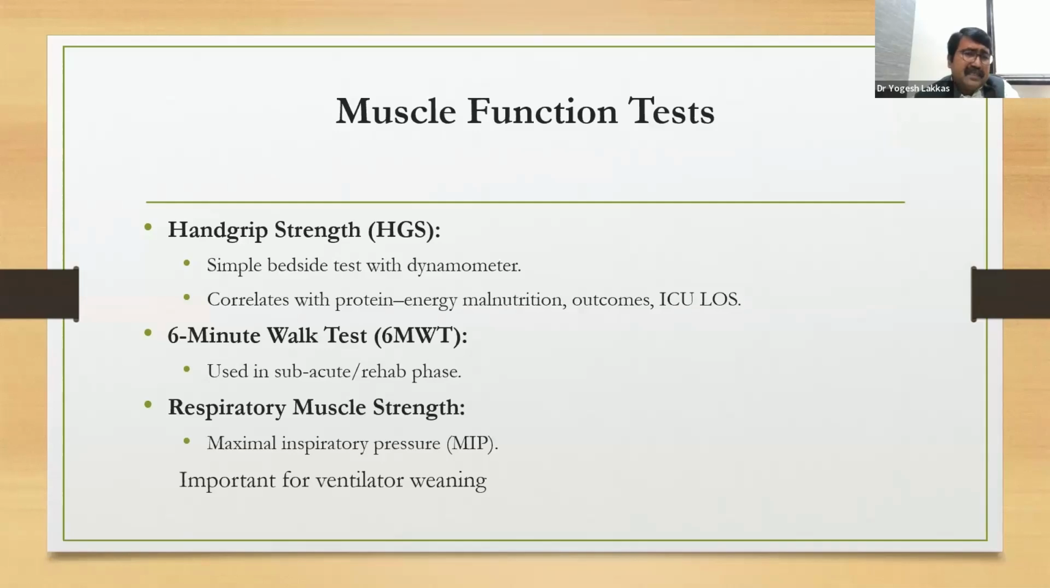Then respiratory muscle strength, maximal inspiratory pressure, is important for ventilator weaning. This parameter can be used.